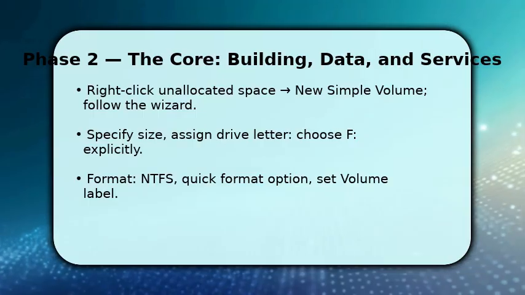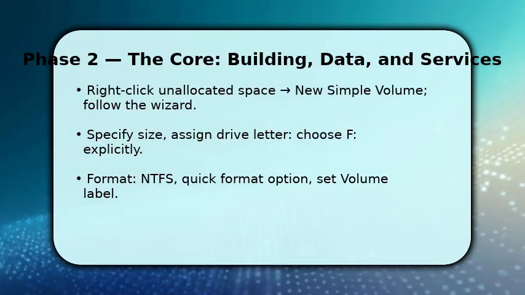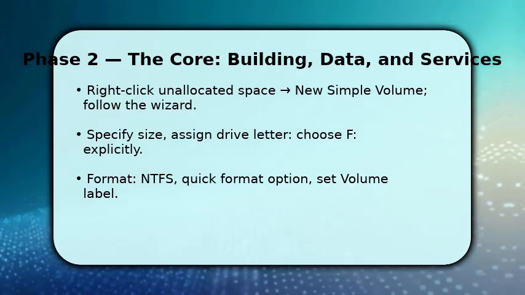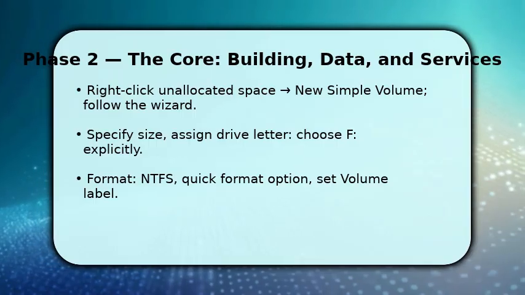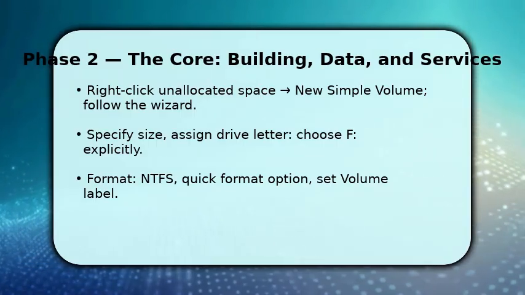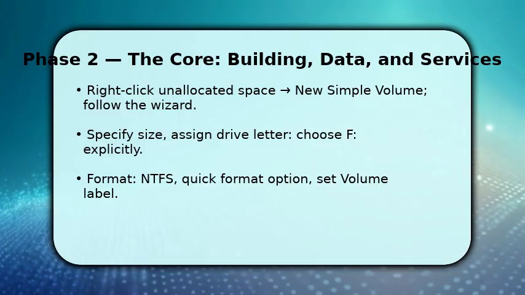Now create the new volume. Right-click the unallocated space and pick New Simple Volume, then follow the wizard. When prompted, set the volume size, use full size unless you need multiple partitions, and explicitly assign the drive letter F. Next, choose NTFS and select Quick Format for speed.